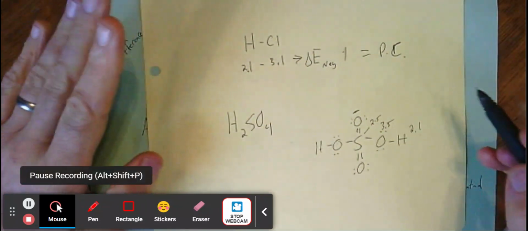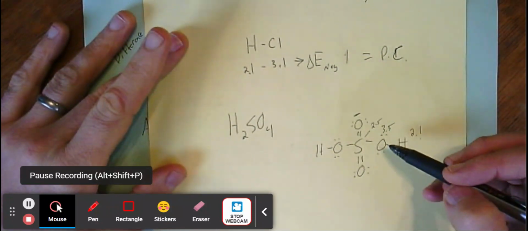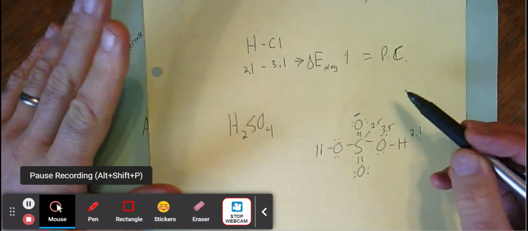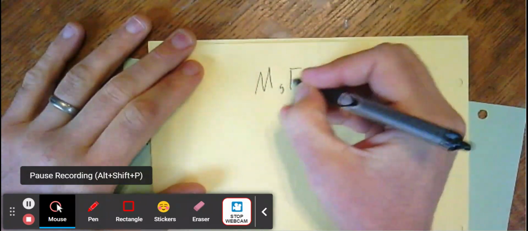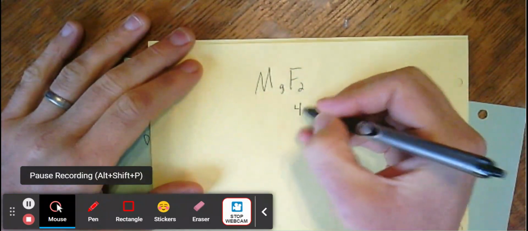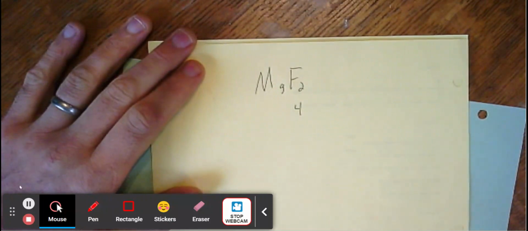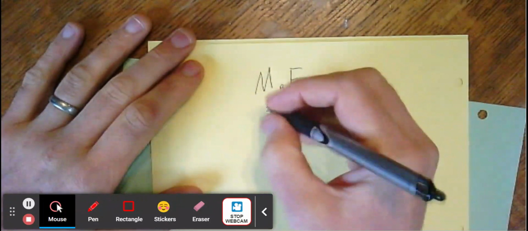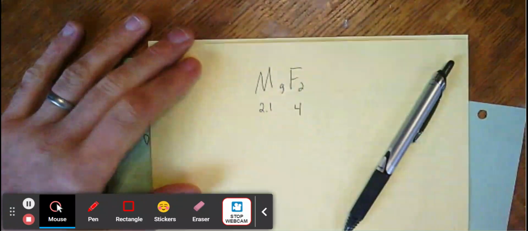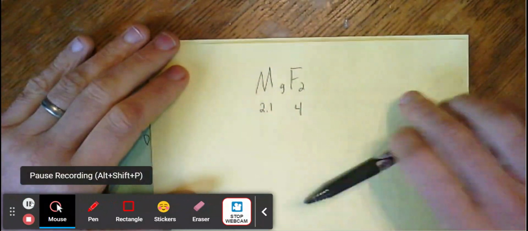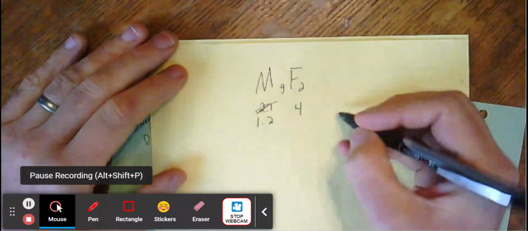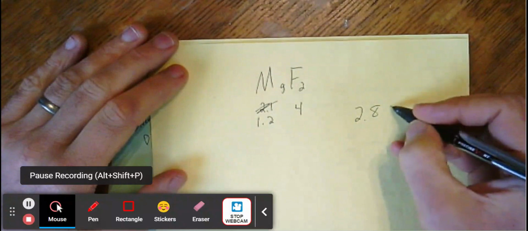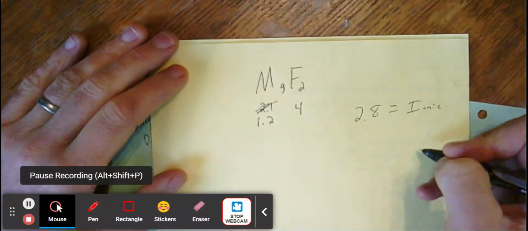How about MgF2? Well, F is 4. Magnesium's electronegativity, I don't know. I'm going to guess it's around 2.1. Way off, it's 1.2. Therefore, the electronegativity difference is 2.8. Therefore, this is ionic.